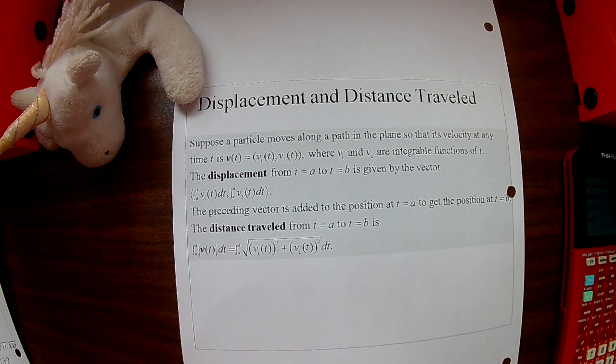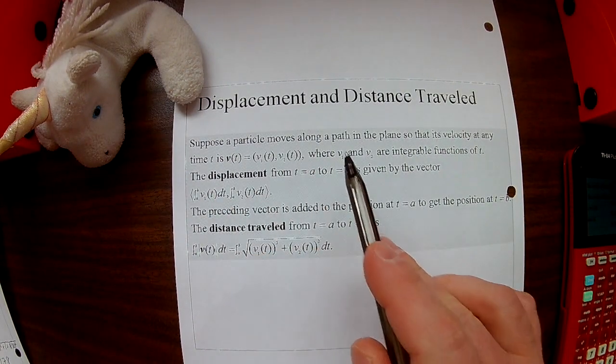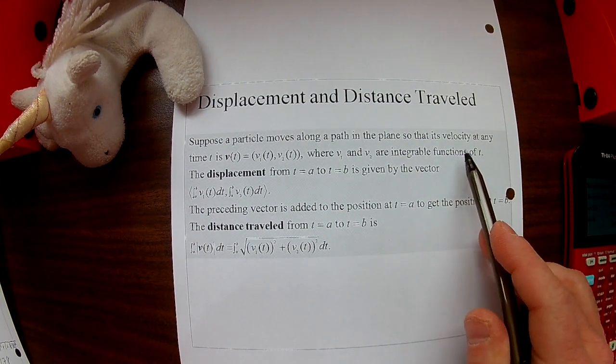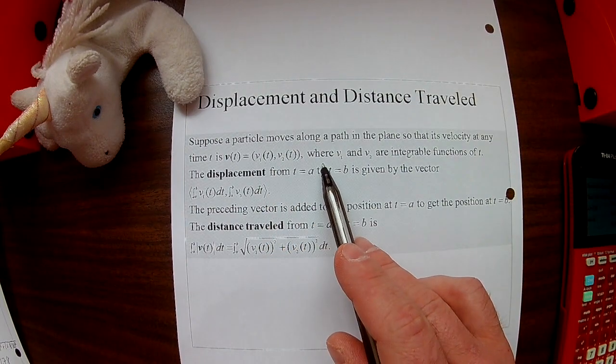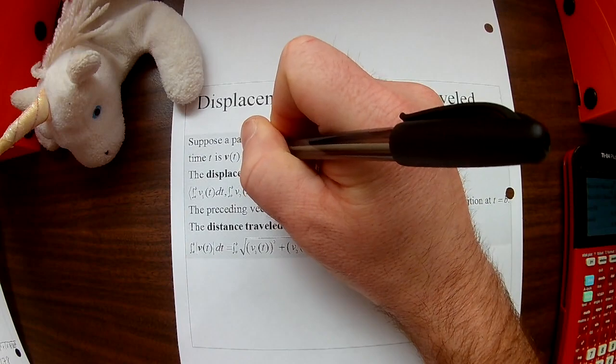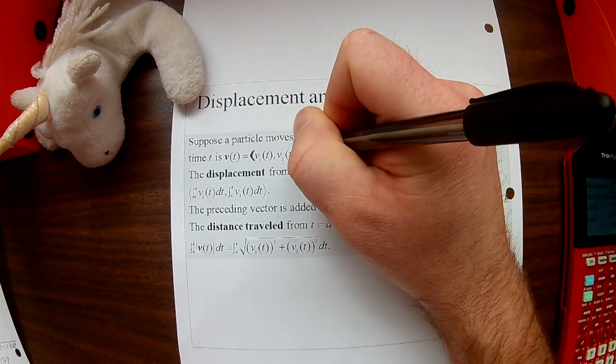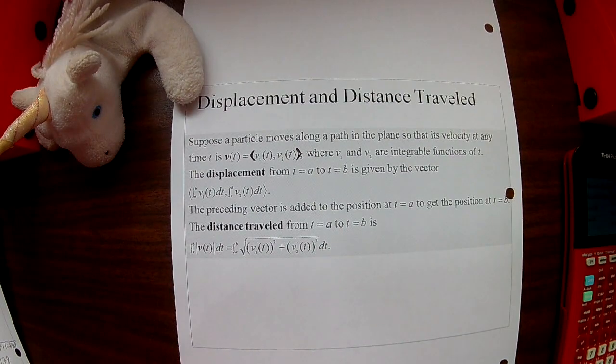Displacement and distance traveled. This is actually the last thing that we have here. Suppose a particle moves along a path in the plane so that its velocity at any time t is v of t equals <v1 of t, v2 of t>, where this is a vector, so I'm just going to change that to angular brackets, where v1 and v2 are integrable functions of t. The displacement from t equals a to t equals b is given by the vector <integral from a to b of v1 of t dt, integral from a to b of v2 of t dt>.